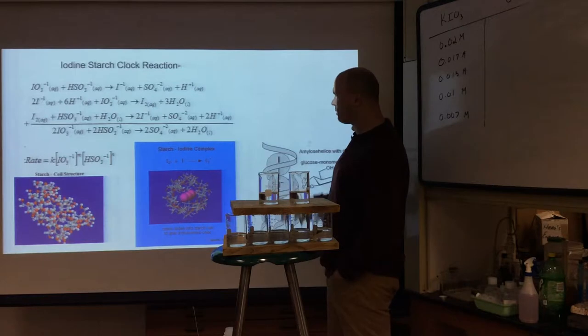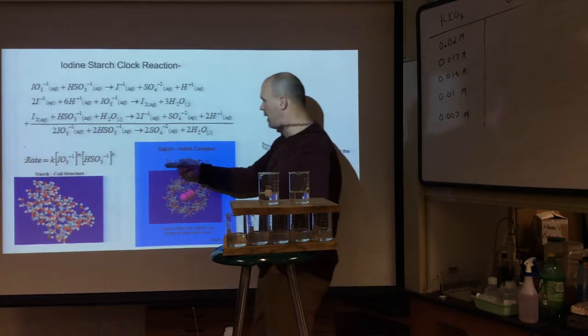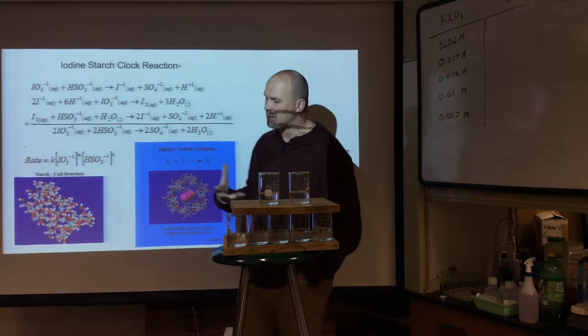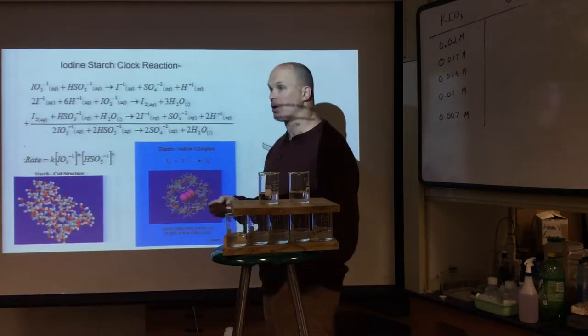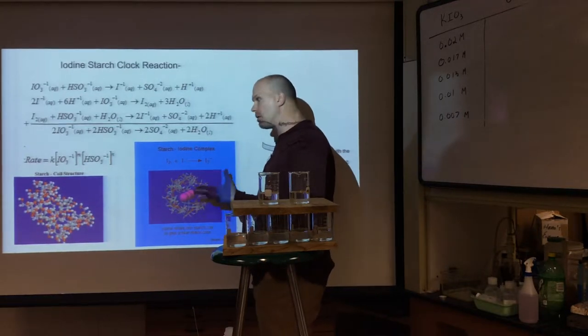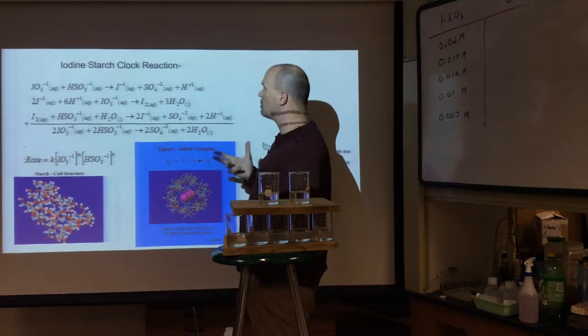So this complex, we've dealt with this ion. When you build up enough iodine with the I negatives, you'll create this complex. And it was a test you had in biology for starch. You had starch and you added the iodine and you got that dark blue color. Now, for us, we're using it as a clock reaction.